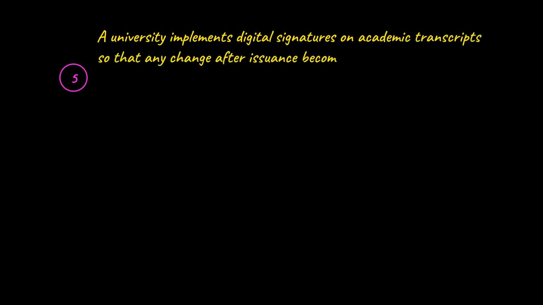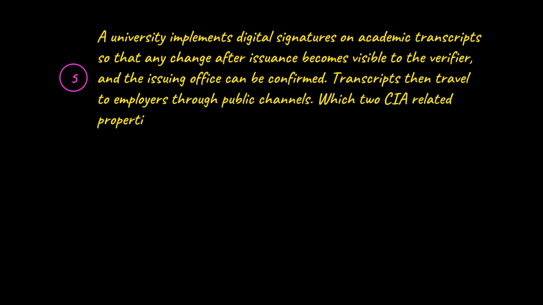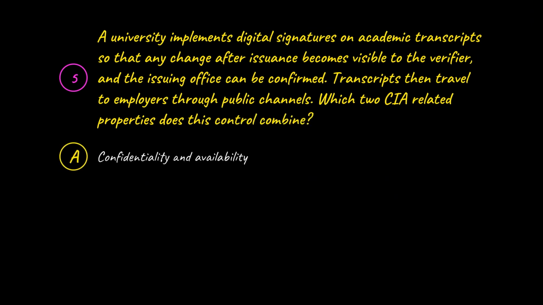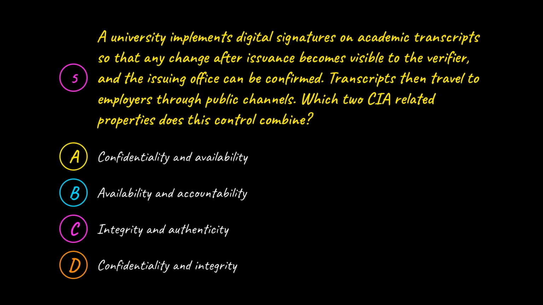Question 5. A university implements digital signatures on academic transcripts so that any change after issuance becomes visible to the verifier, and the issuing office can be confirmed. Transcripts then travel to employers through public channels. Which two CIA-related properties does this control combine? Your options are A. Confidentiality and availability. B. Availability and accountability. C. Integrity and authenticity. D. Confidentiality and integrity. Pick one. Trust your gut. Here's your chance to test yourself.